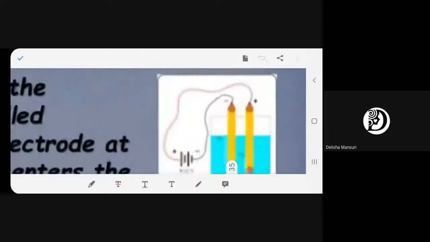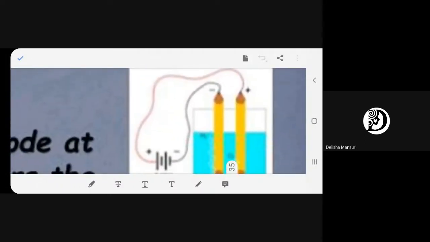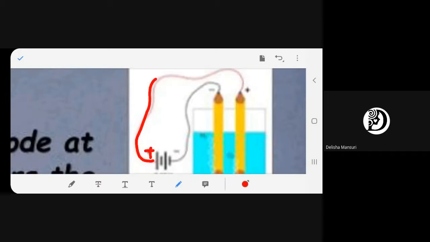Here is the anode. You see this? Here, this is plus. Can you see this? Yes, the wire is going and it is entering the anode. Now this is also plus. Hope you understood. So this is the anode and this is the cathode.